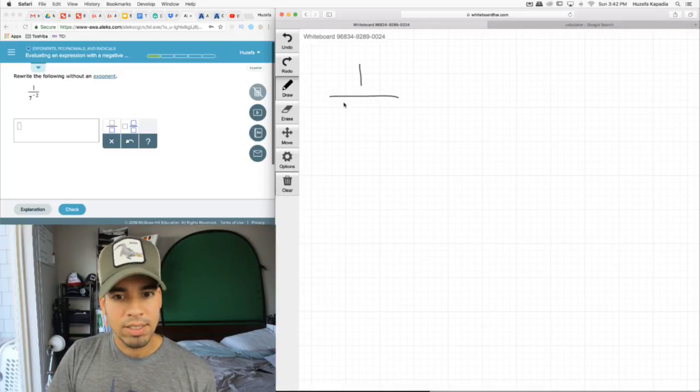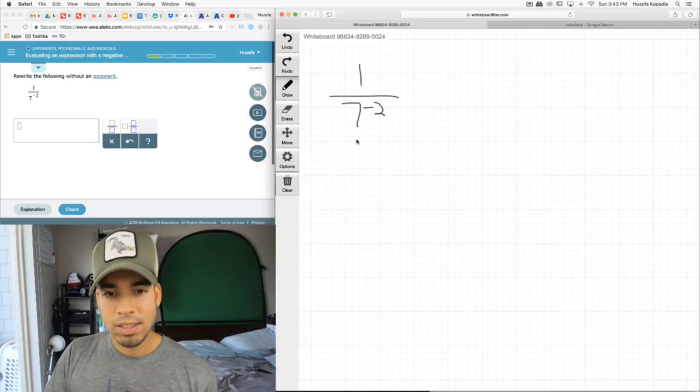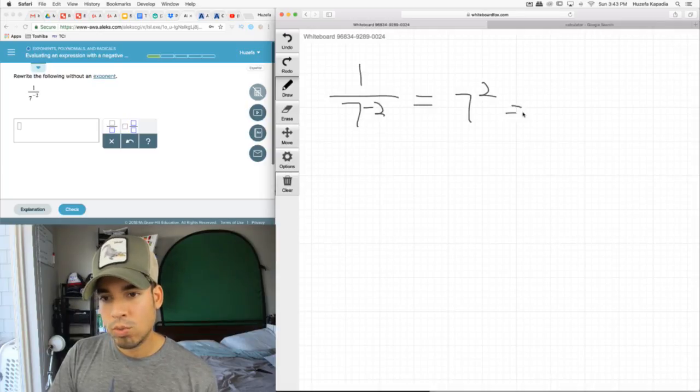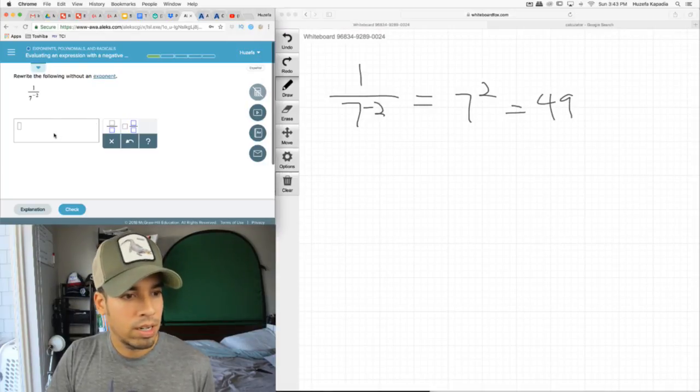One over 7 to the negative 2. Now this is interesting because it's already below 1. But when it's already below 1, to turn the exponent back to positive, we just bring it up, and it becomes 7 squared. So if we see a negative exponent like this in the denominator, we just flip it up to the numerator and make that positive. So it's 7 squared, which of course is 49.